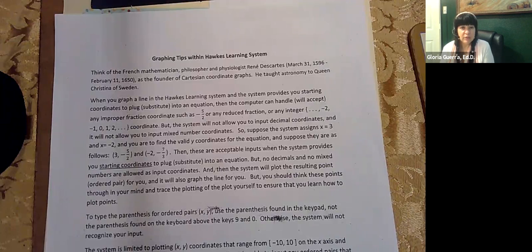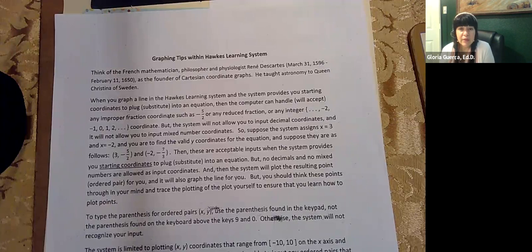Okay, now limitations on the system. When you graph a line in the Hawkes Learning system and the system provides you starting coordinates to substitute into an equation, it will accept any improper fraction coordinate, such as -5/2, or any reduced fraction or any integer coordinate. Just keep that in mind. But the system will not allow you to input decimal coordinates, and it will not allow you to input mixed number coordinates. So just be aware of that.